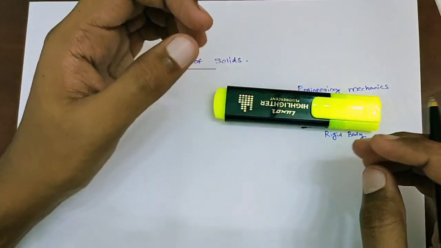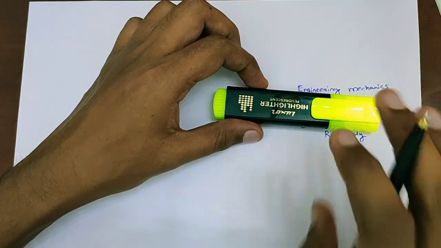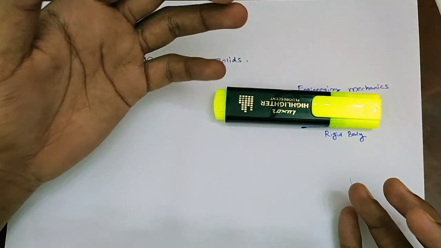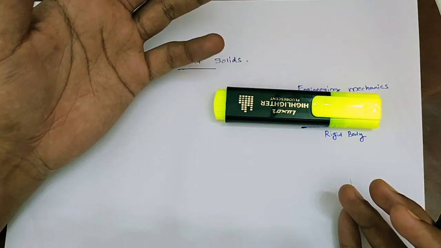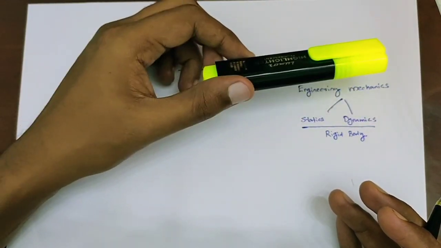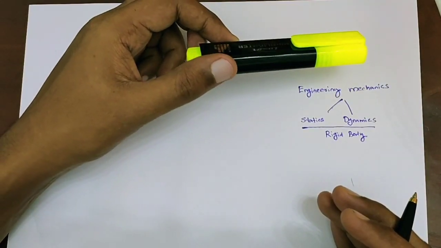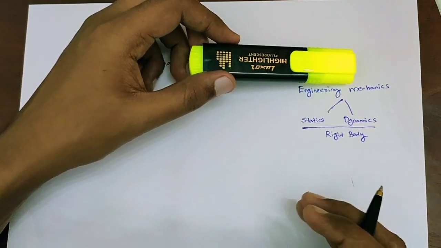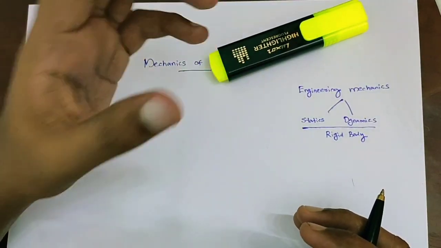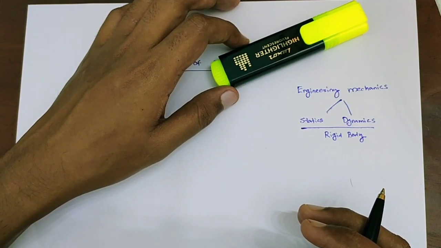sufficient amount of load on this body, there will not be any change in size and shape of the body. Then we can say this is a rigid body. The applied load may be very huge, but if there is no change in size and shape, then we can say this is a rigid body. But unfortunately, in our nature, every body or every material is a deformable body. There is no rigid body in this nature. When we apply a sufficient amount of load, every body starts to deform or change in size and shape.